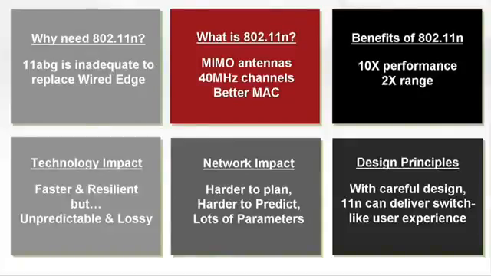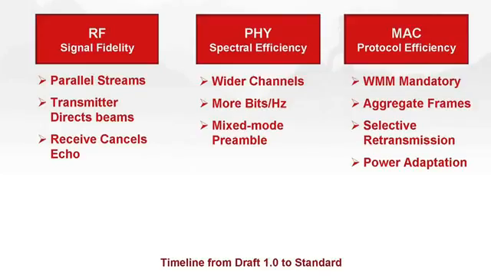So now let's talk about how 802.11n addresses these problems. Fundamentally, there are three key areas in terms of any wireless technology. There is the RF, there is the physical layer, and there is the MAC layer. What the RF does is send analog signals, just like radio. RF sends analog signals over the air that can be sent in one or multiple streams.